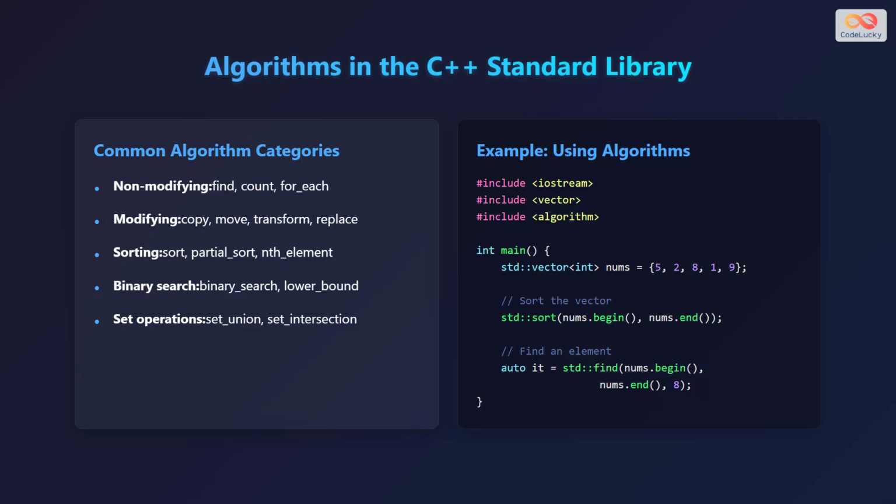Here's an example of using algorithms. Include the necessary headers, iostream, vector, and algorithm. Then, in the main function, create a vector of integers named nums and initialize it with some values. Sort the vector using std::sort, passing the beginning and end iterators of the vector. Then, find an element in the vector using std::find, also passing the beginning and end iterators and the value to search for.